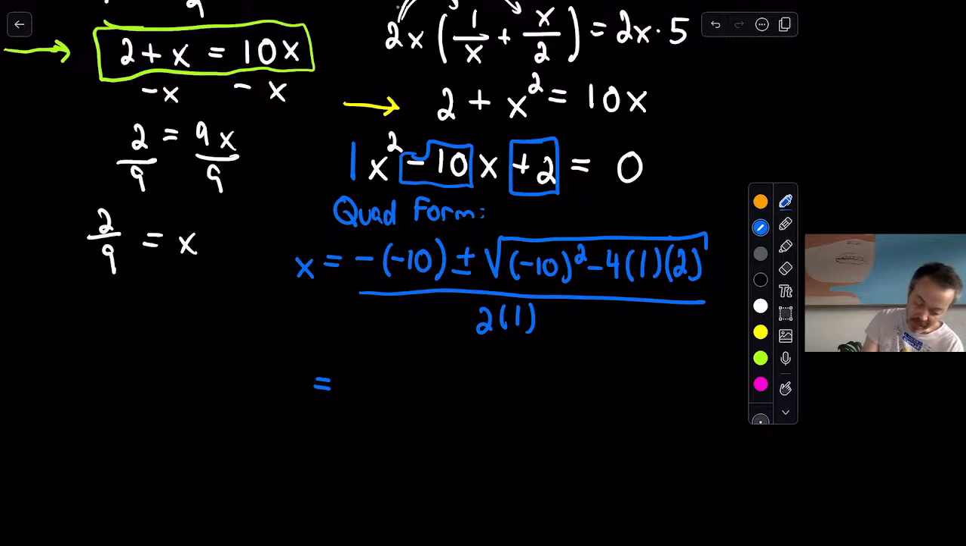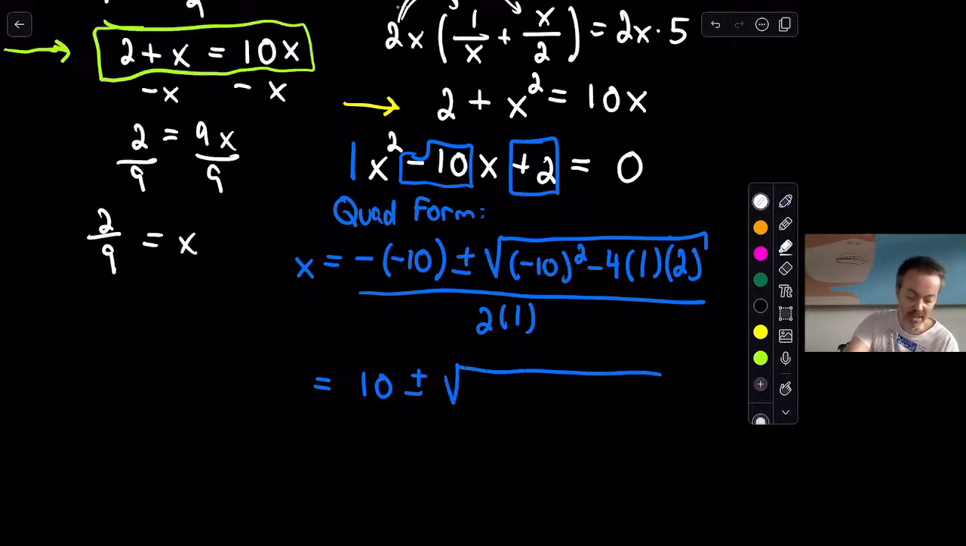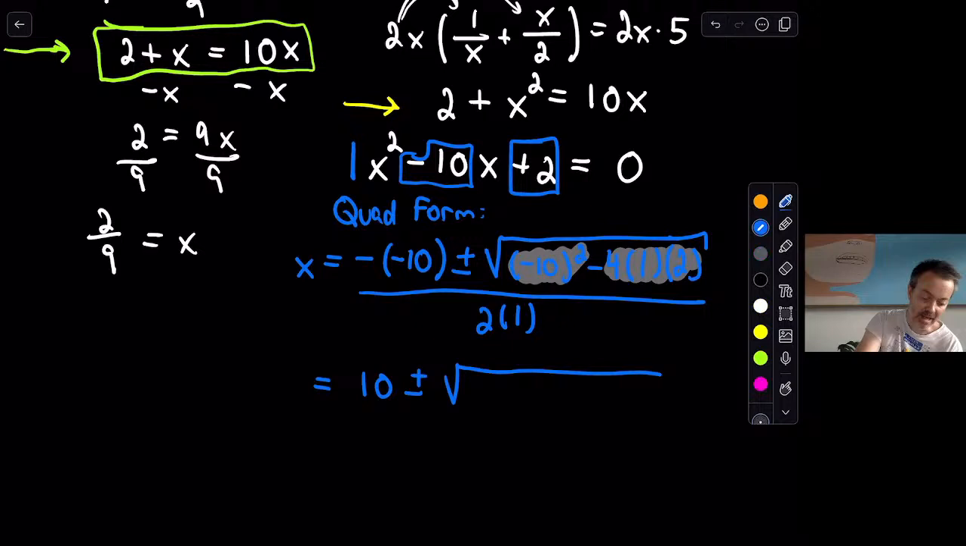So negative of negative 10 is going to be positive 10, plus or minus the square root. So you can check my arithmetic here. Negative 10 squared, that's negative 10 times negative 10. That's going to be 100. That'll be 100 minus 8, which is going to leave me with 92 over 2. And I'll let you simplify this down.